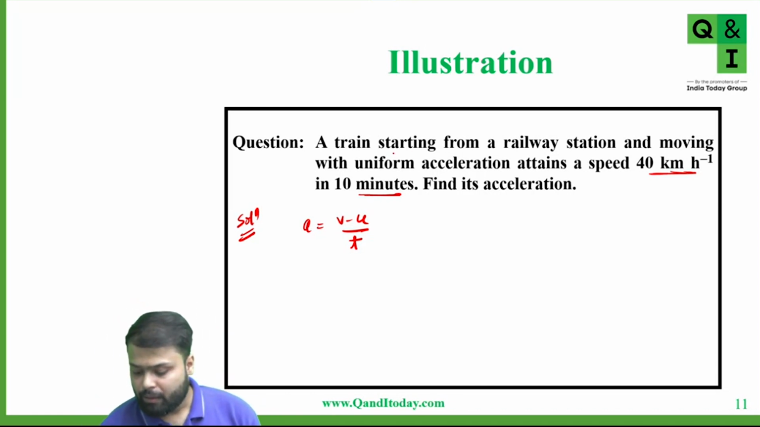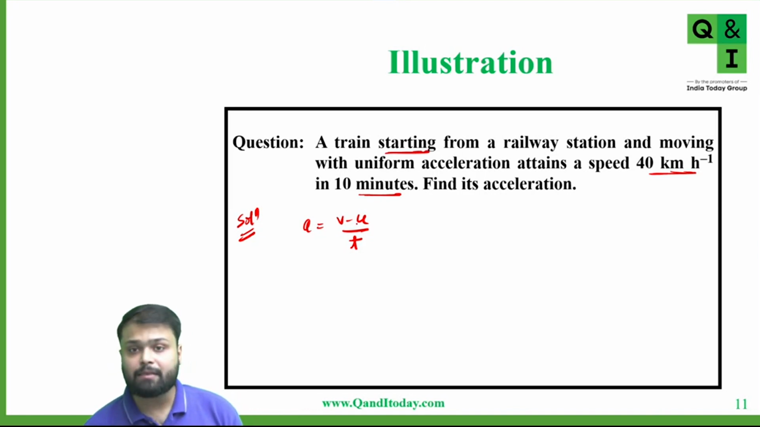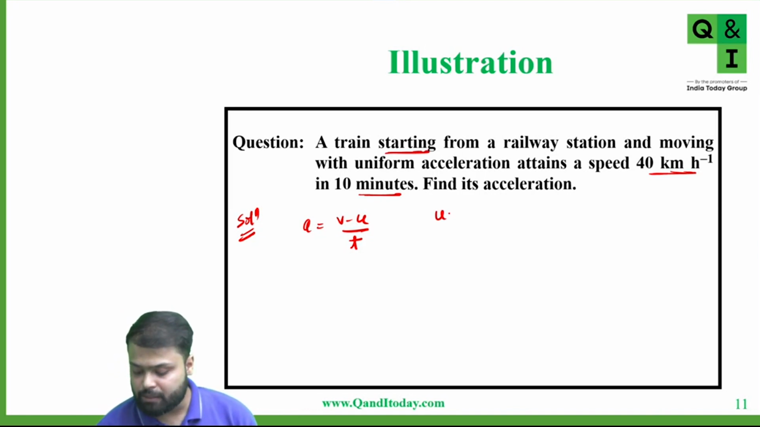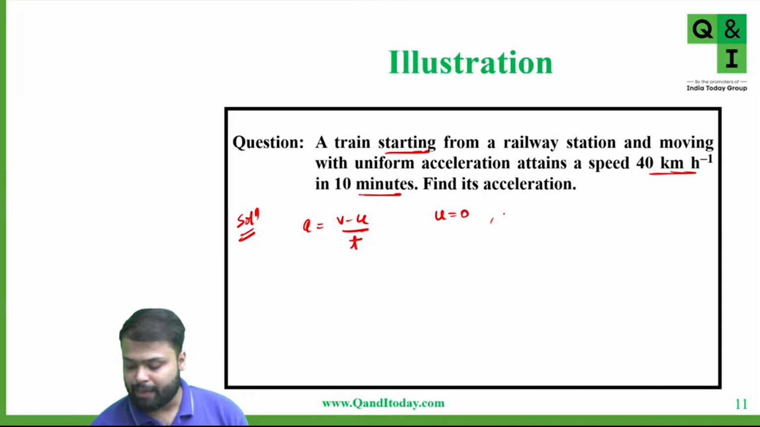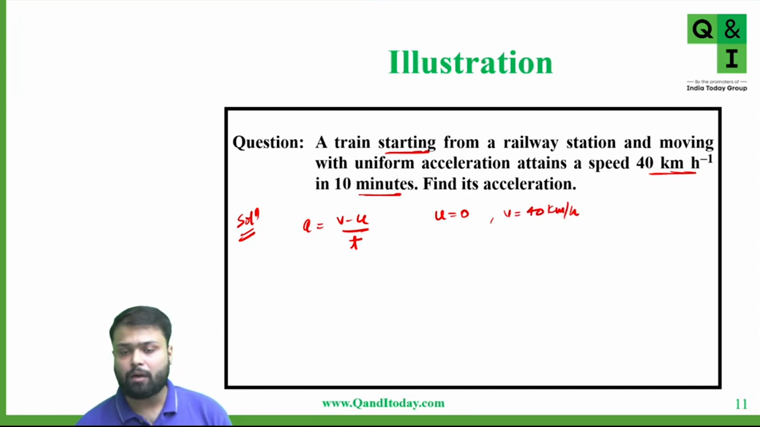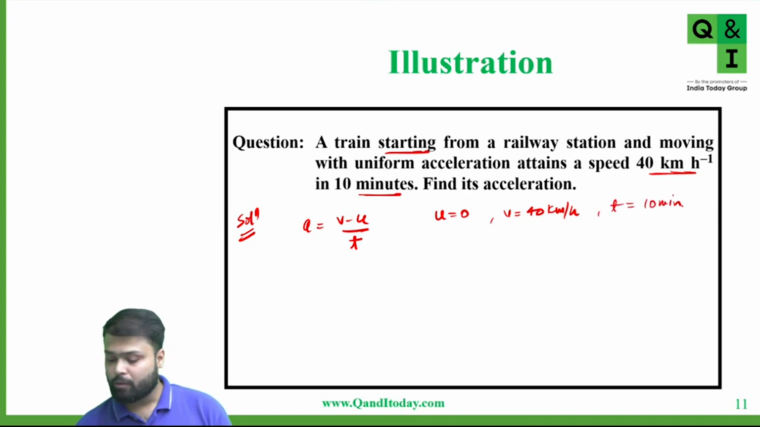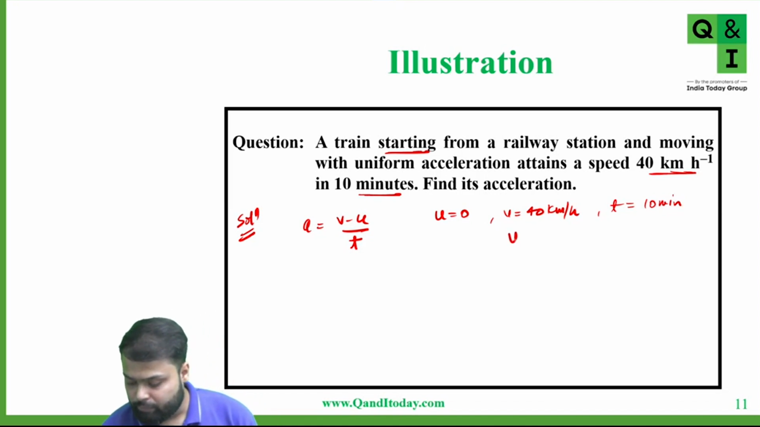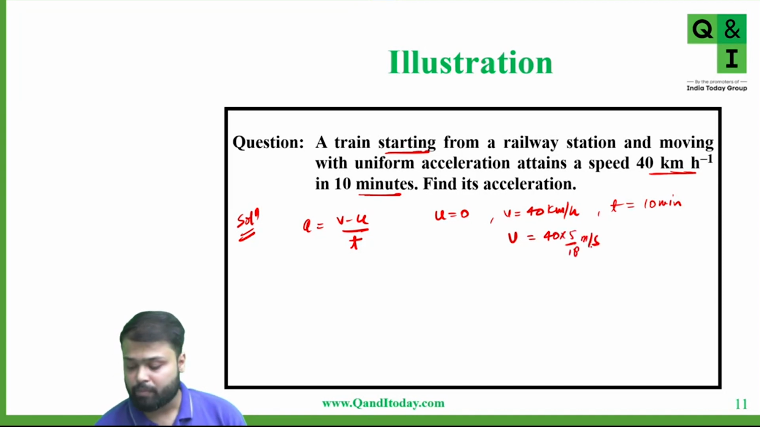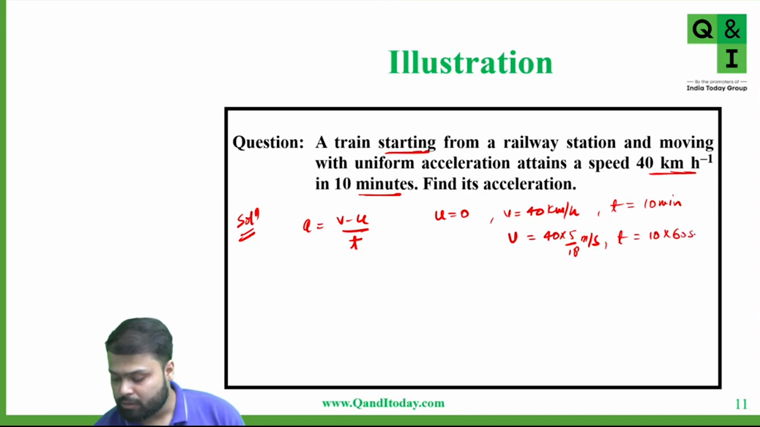Okay. Now the given train is starting from a railway station. If the train is starting from a railway station, that means its initial speed is 0. And the train attains a speed of 40 km per hour. That means after 10 minutes, speed is 40 km per hour. The time taken to attain this speed is 10 minutes. Here we can convert all units to meter per second. So this is 40 into 5 by 18 meter per second. Similarly, in 1 minute we have 60 seconds, so in 10 minutes we have 10 into 60 seconds.